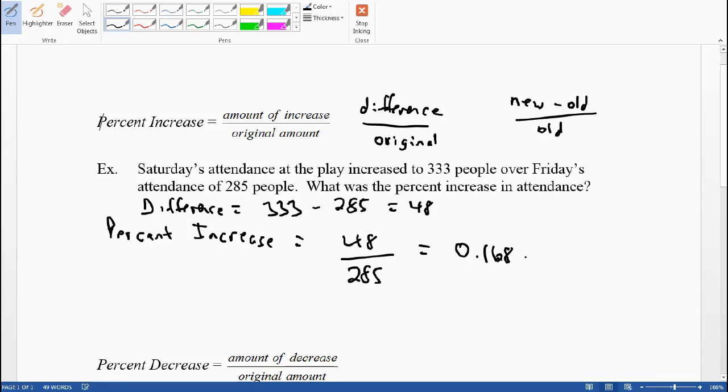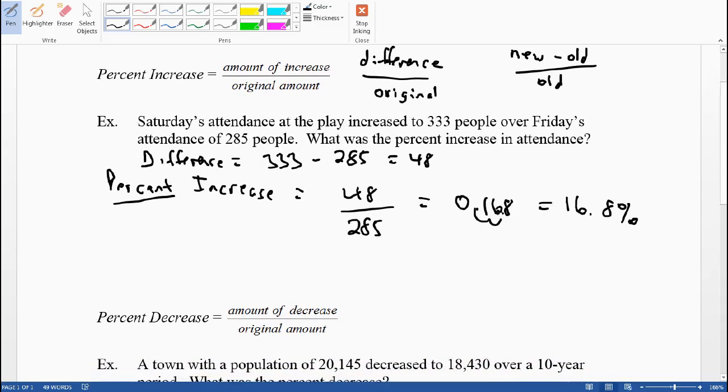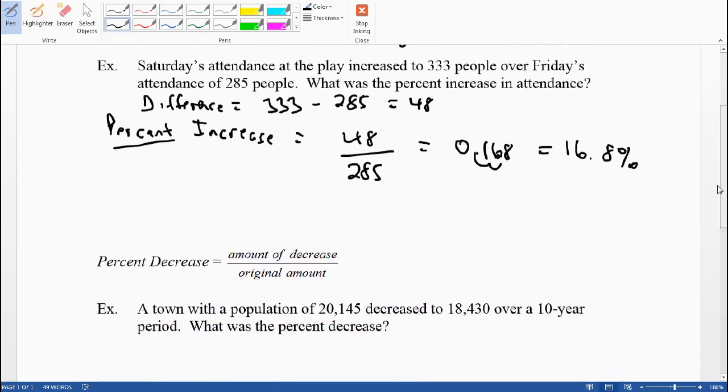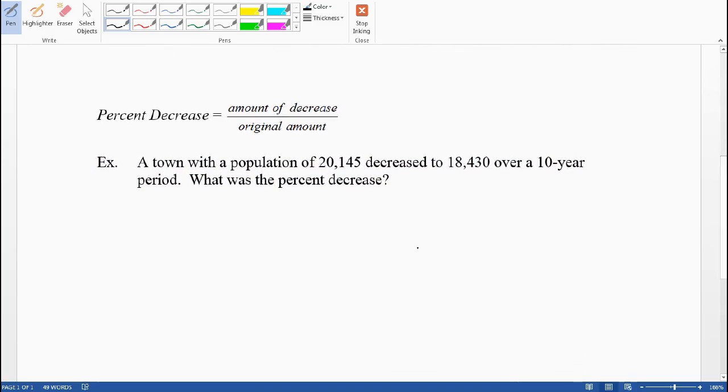Now that's the decimal. Well, we haven't mentioned the word percent yet until now. We're going to convert that to percent by moving the decimal two places to the right. We get 16.8%. Or if you times it by 100, you get 16.8 also. Now the percent decrease is done the same way. I'm going to find the difference of the two.